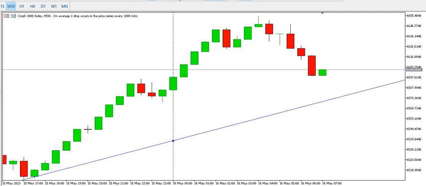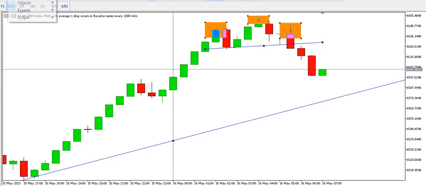But on the 30 minutes time frame, a closer look, we can see a head and shoulder pattern. This is the left shoulder, this is the head, and this is the right shoulder. So price broke the neckline and is selling, but we have this other block here that can serve as support.